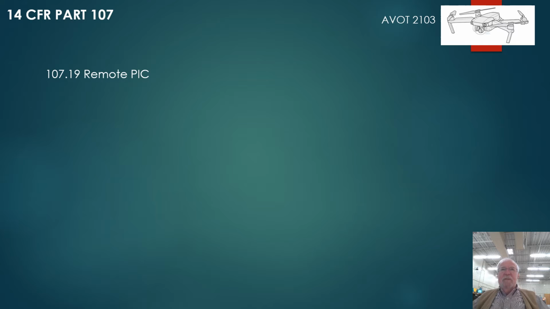Remote PIC must be designated before the flight. And what we're saying here is that if there are two certified remote pilots and one drone, you both have to agree who is in charge at any particular moment. You can't both be trying to be in charge of the aircraft at the same time. It just gets confusing. Not to mention the division of labor, which makes it important that somebody is responsible.